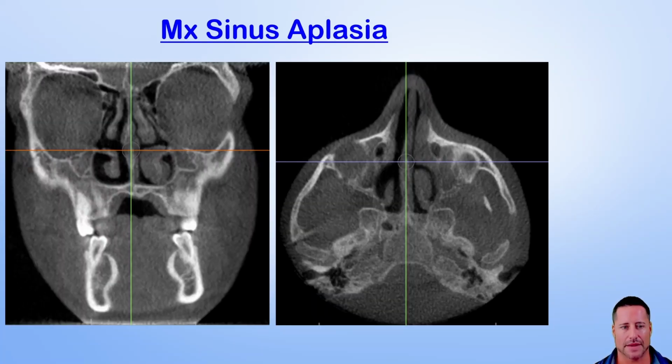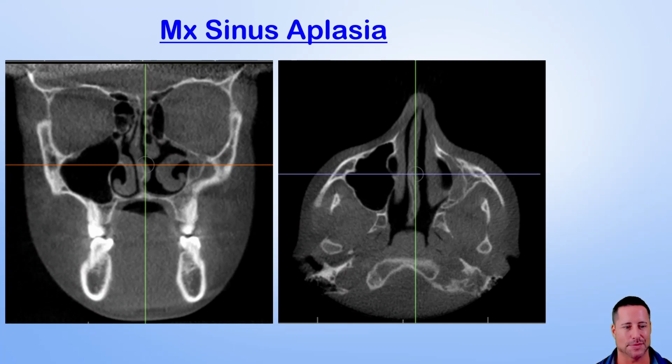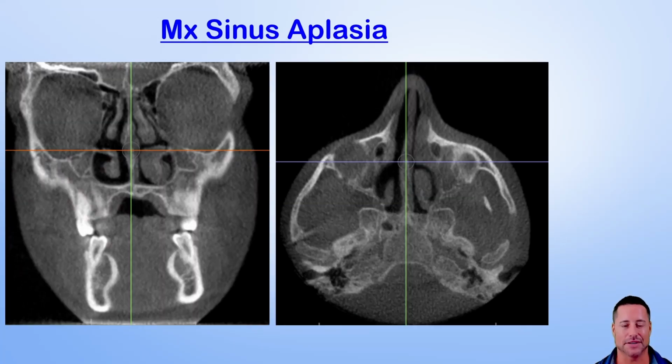Another case of maxillary sinus aplasia. This one is bilateral. Interestingly, this patient's image was taken the same day as this patient's image. Now, you're not going to see aplasia often. I think I've seen it a few times ever in the tens of thousands of images I've taken. But ironically, these two patients were in on the same day.